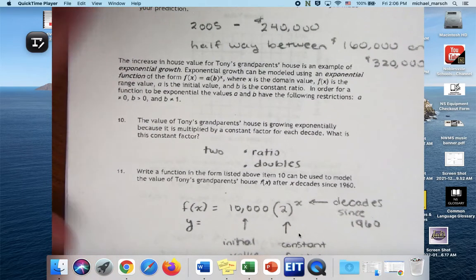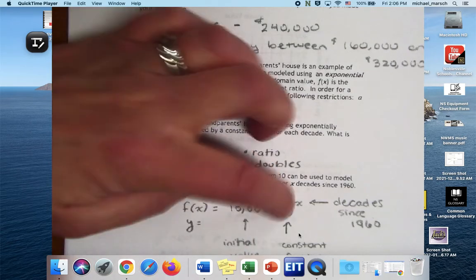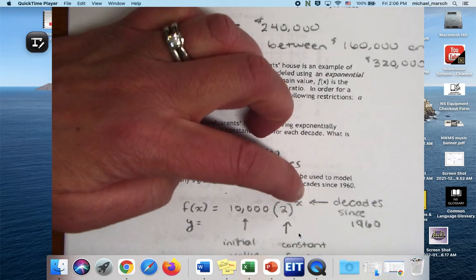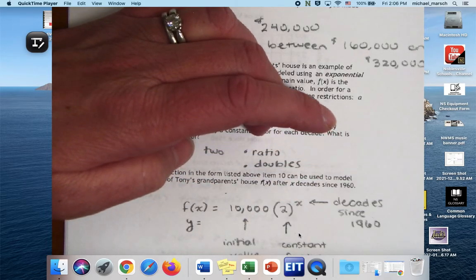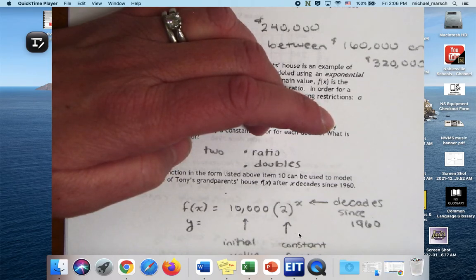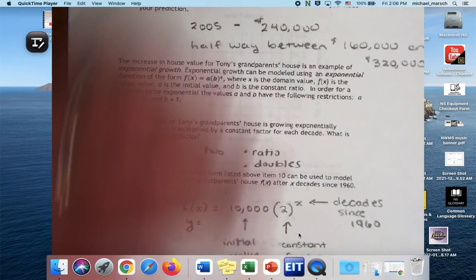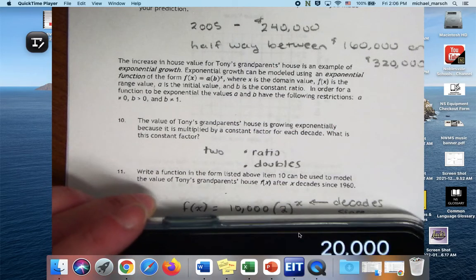Okay. So I'm going to try it out here. See if this works. Make sure we got this right. So if I wanted to know 1 decade since 1960, so if I wanted to know the price of the house in 1970, I would do 2 to the first power times 10,000. And I got 20,000. So that works.